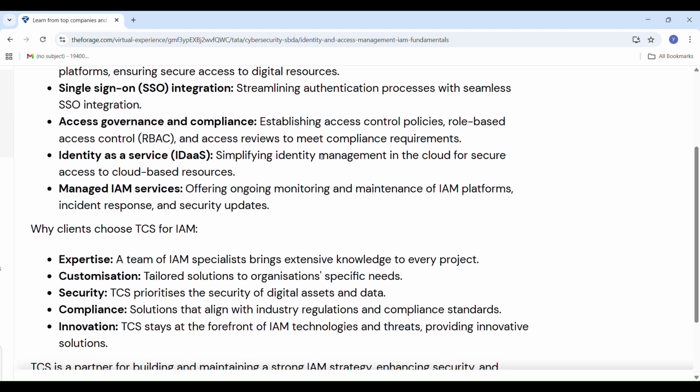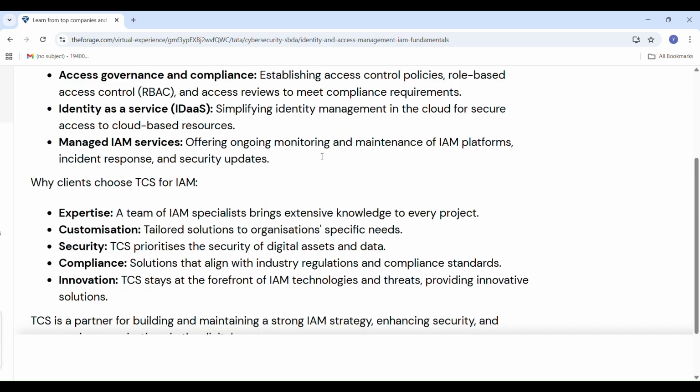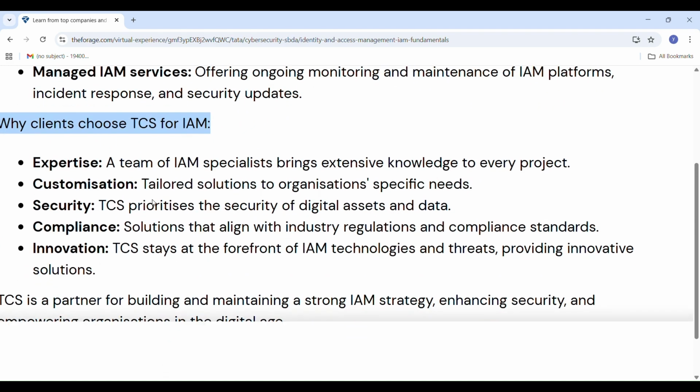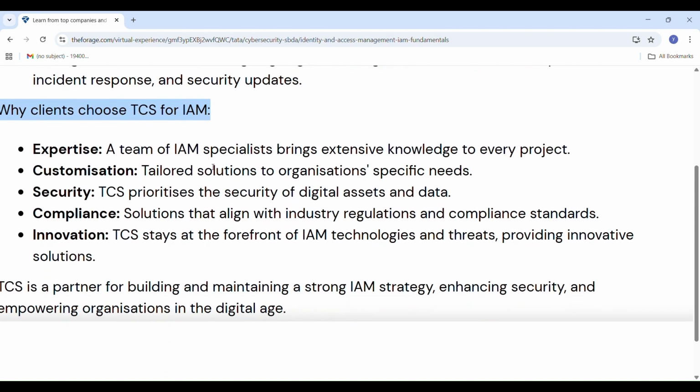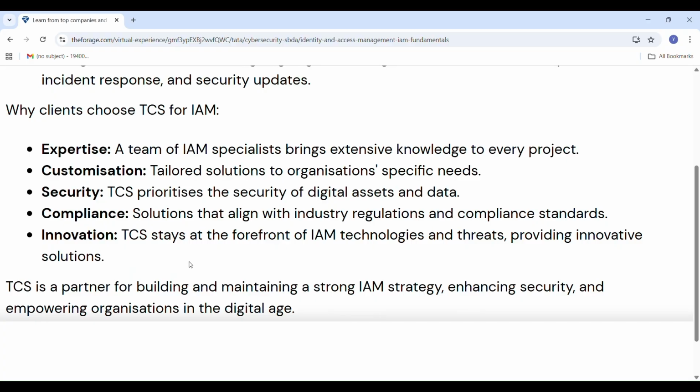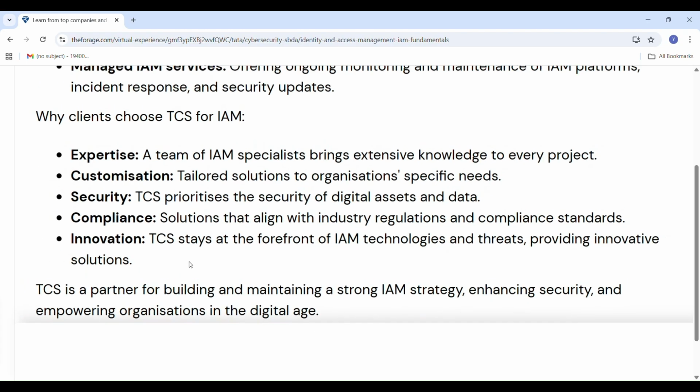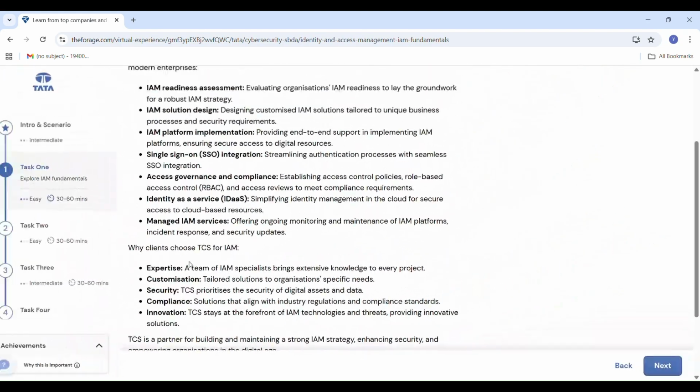Clients choose TCS because they have expert teams. They create solutions based on each company's needs and they focus on strong security and compliance. TCS also brings new ideas and stays updated with the latest IAM technologies. Overall, TCS helps companies build and maintain a strong IAM strategy.